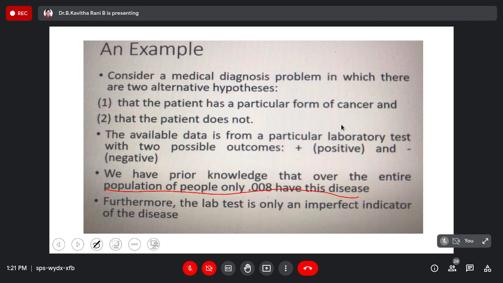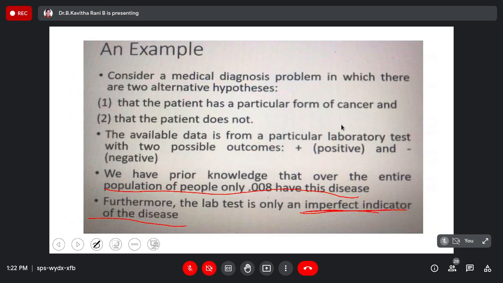Furthermore, the lab test is only an imperfect indicator of the disease. When a person goes for the test, the lab test may not be 100% true. So it is an imperfect indicator of the disease. How do you say the patient is diagnosed as positive or negative, whether a person has cancer or not? That is nothing but an imperfect indicator.